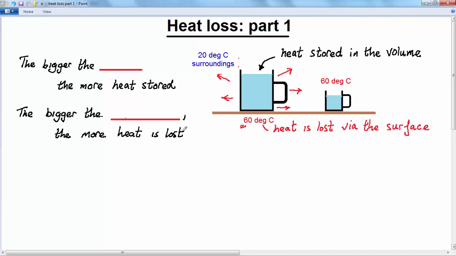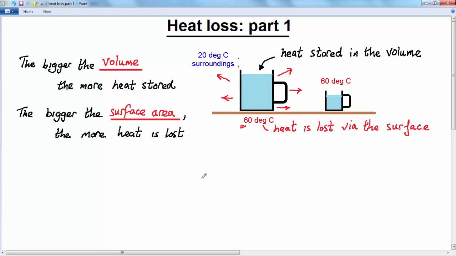So qualitatively we can see that the bigger the volume of the object, the more heat can be stored, while the bigger the surface area of the object, the easier it is for heat to be lost. So we can say that the rate at which heat is lost from an object, such as this hot cup of tea, to its cooler surroundings depends upon 2 factors. The volume, that's the amount of heat that it stores, and the surface area through which the heat is lost to its surroundings.